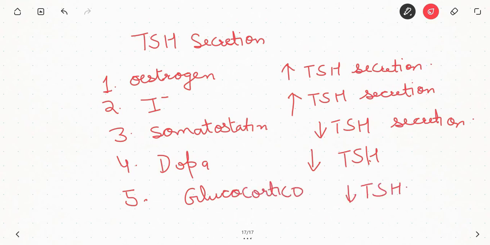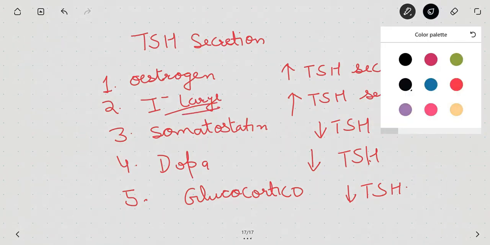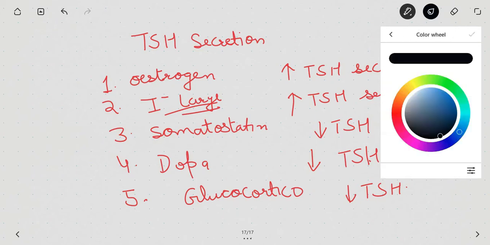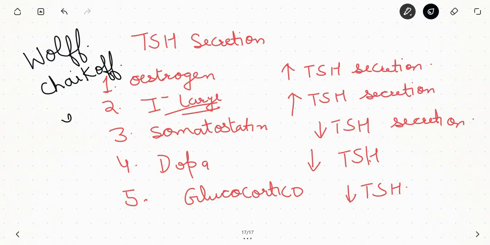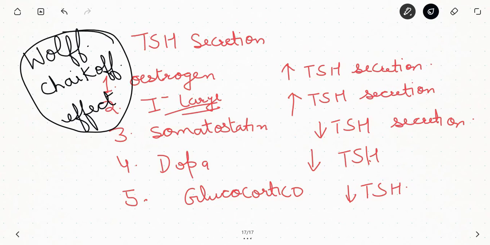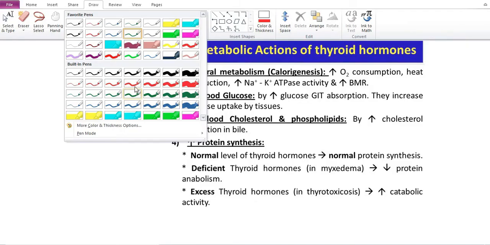So remember, a large dose of iodide decreases the formation and release of thyroid hormone. That is known as the Wolff-Chaikoff effect. So remember for your exam, the Wolff-Chaikoff effect is when a high dose of iodide decreases the formation and release of thyroid hormone.